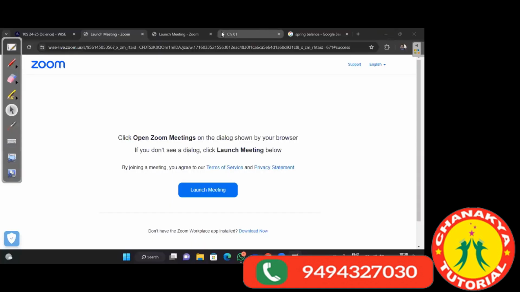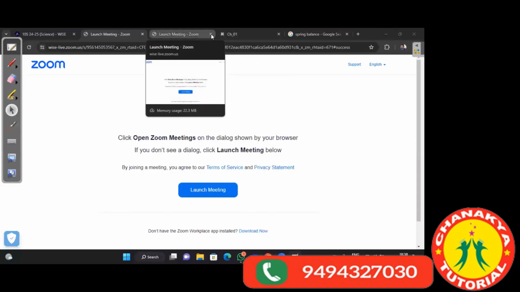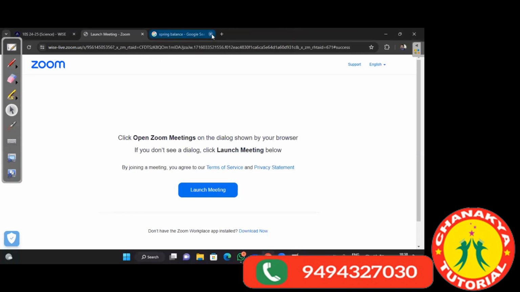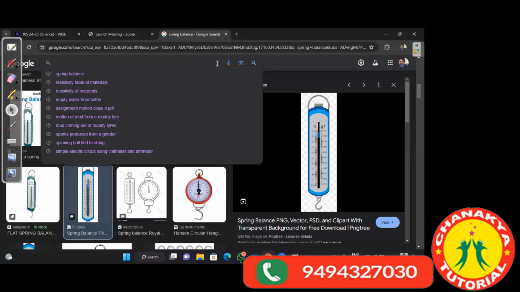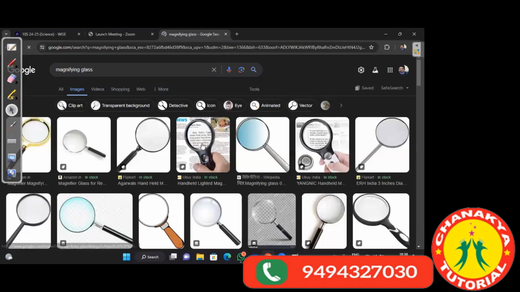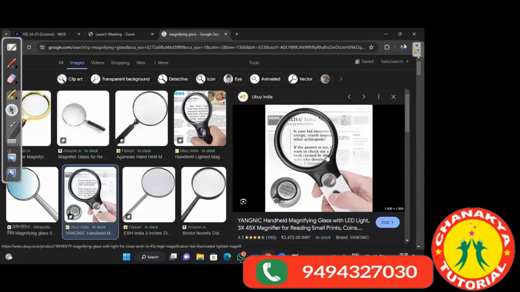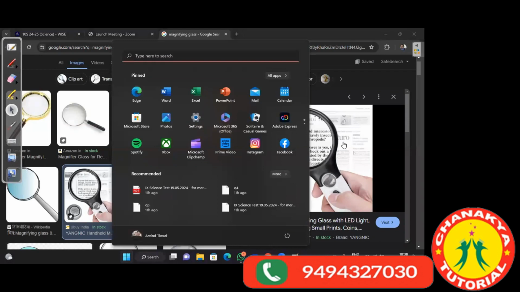I hope you must have observed a magnifying glass. Let us see whether the working of the magnifying glass is the same as we have studied about this lens. So it's the same thing. With the help of the magnifying glass, we are able to see smaller characters to be bigger. I can show you a magnifying glass here also.